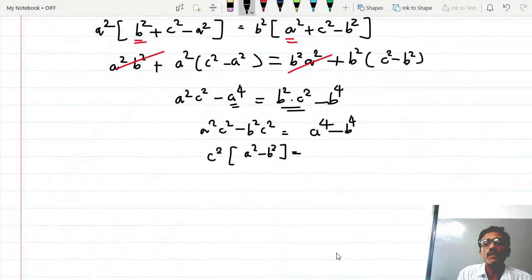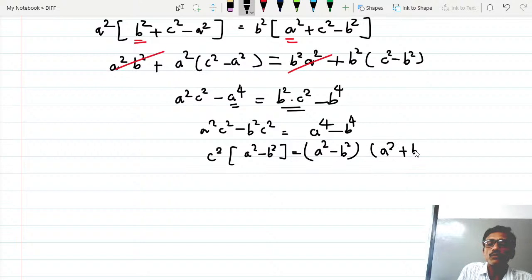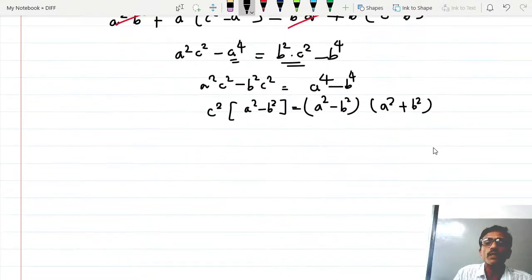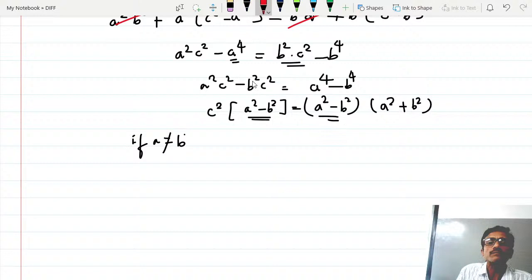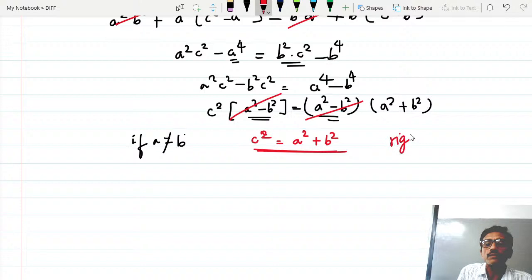Right hand side we write (a square minus b square) into (a square plus b square). Okay, so if a is not equal to b, then this is not equal to 0 and we can cancel it. We can cancel it and you will get c square equal to a square plus b square. What did you infer? This is the right angle at C.